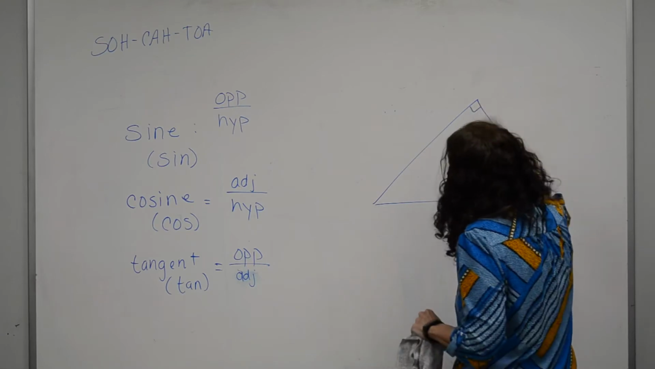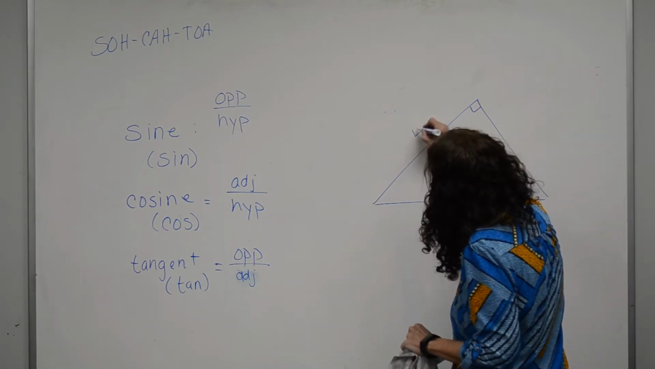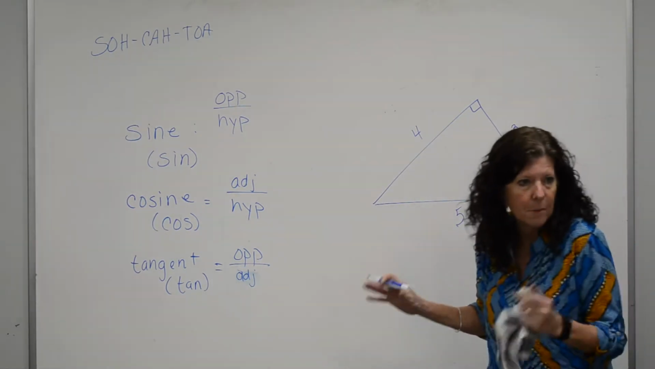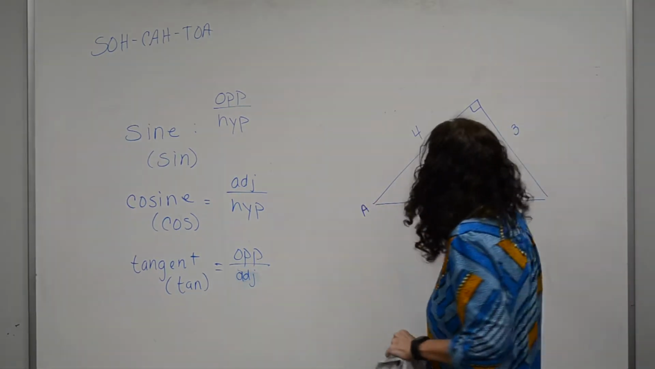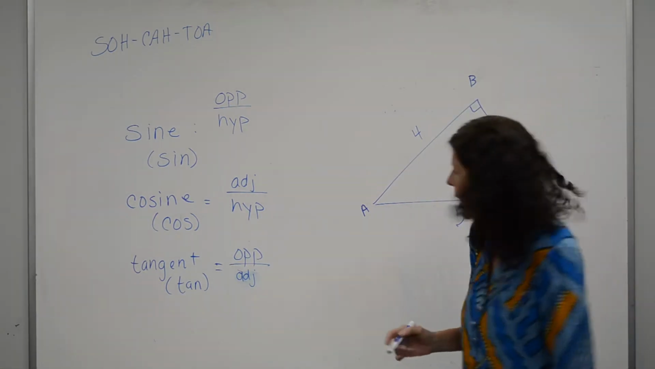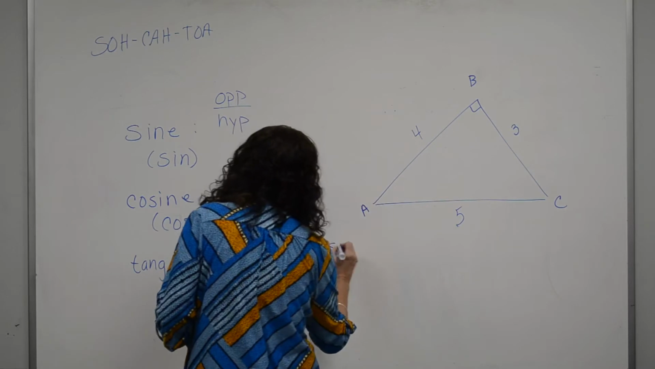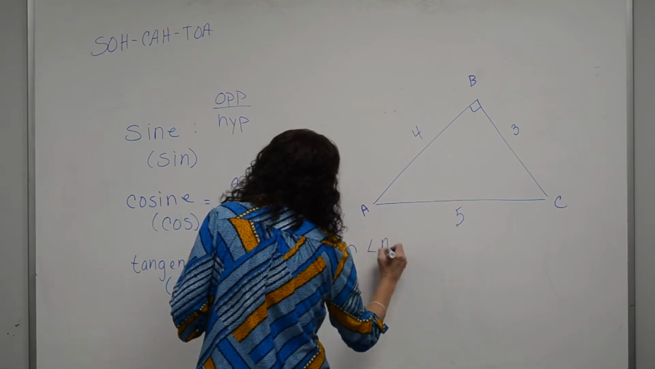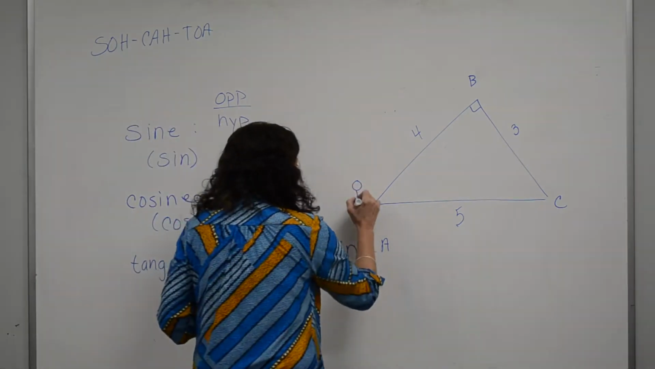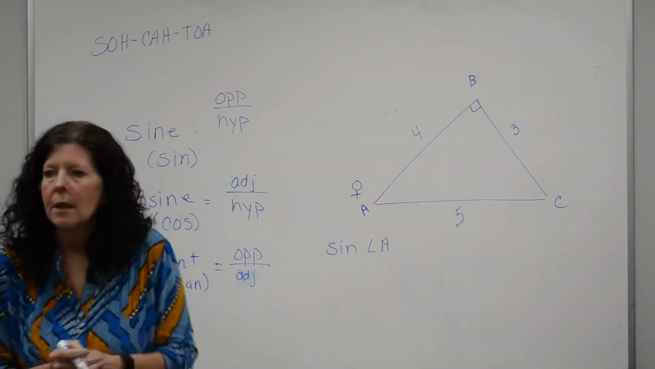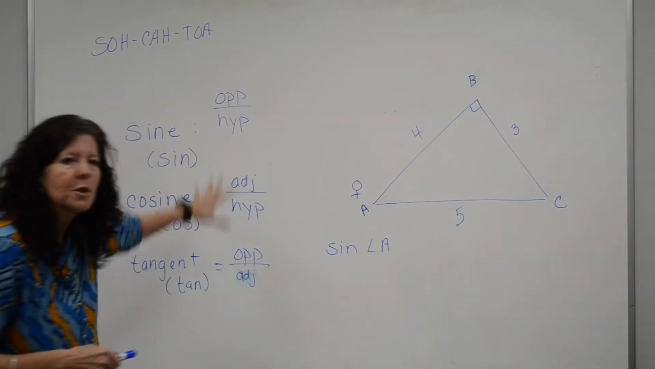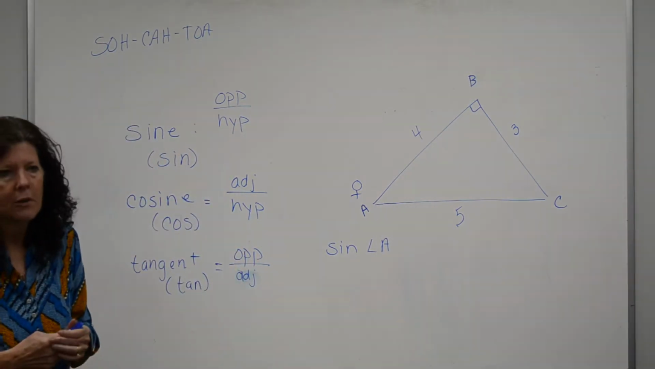So let's say I've got this right triangle, and I've got 4, 3, and 5. Okay, those are my measurements. A, B, C. This is all about where you are on the triangle. So let's say I'm trying to find the sine of angle A. Well, when I say the sine of angle A, that means I'm shrinking myself down and I'm standing right there. Now that's huge because all of this is based on perspective of where you are on the triangle.